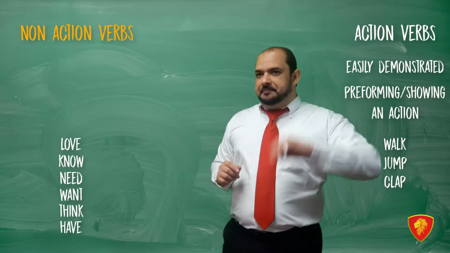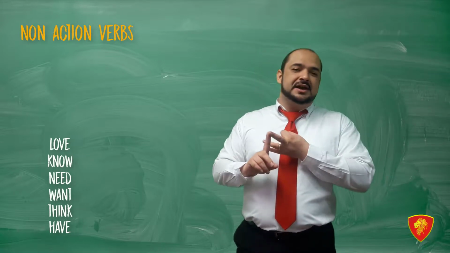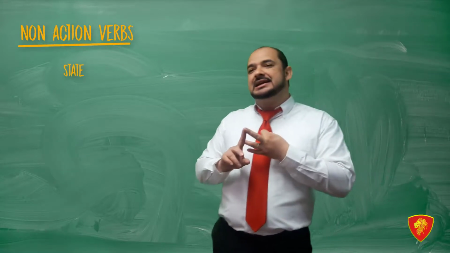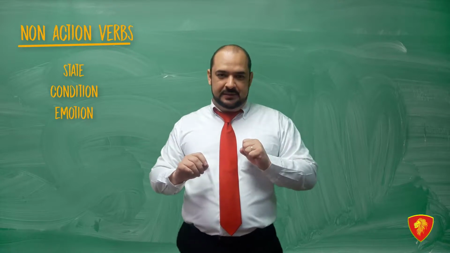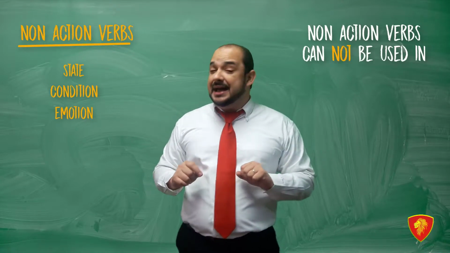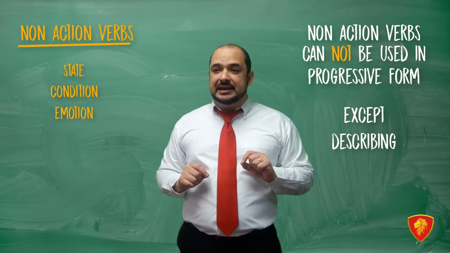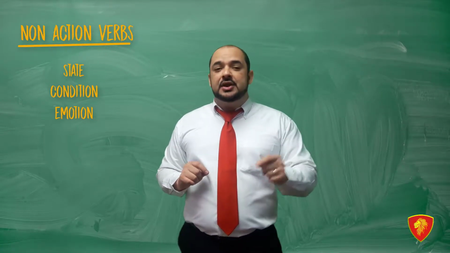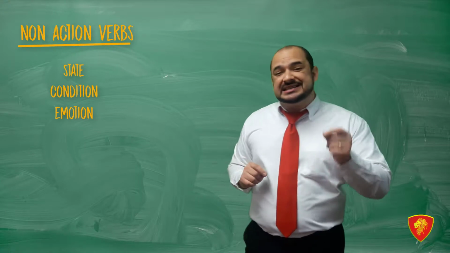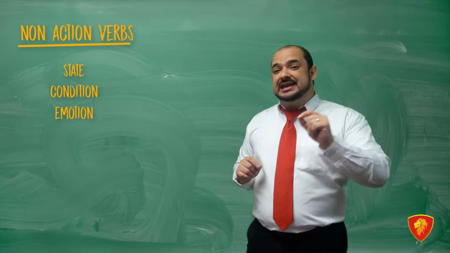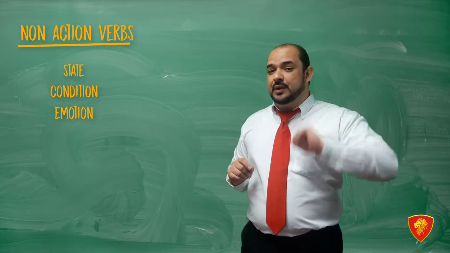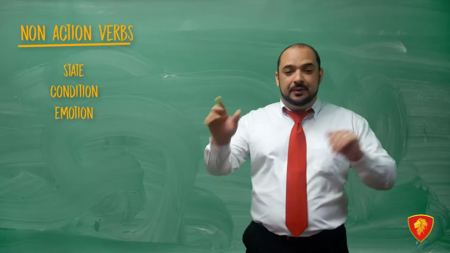Now, check out. There's 3 things. Non-action verbs show a state, condition, or emotion. And non-action verbs cannot be used in a progressive form, except when you are describing an experience. Now, non-action verbs are used in the simple present tense even when you are speaking about the right now.